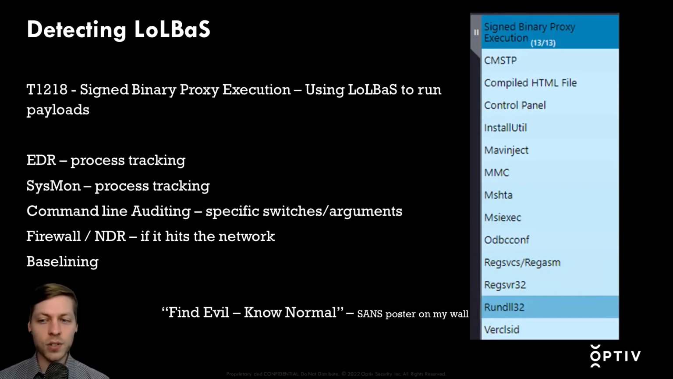But the most tried and true and effective method that I've come across is baselining. Just like the poster on my wall says, to find evil, you need to know normal. And so what I usually end up doing in a lot of cases, looking for LoLBAS in an environment is make a list of the LoLBAS you want to look for, dump all of those processes, all of those command lines, start deduping it, and then start reading through them and finding the ones that stand out, or find the ones that have those specific switches included in the argument.